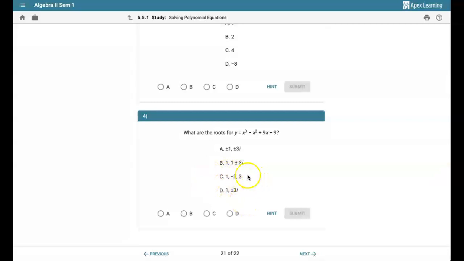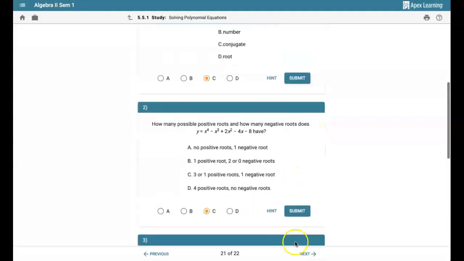And then what it looks like here is all 3 of these have 1 in common. So what I would do is test 1, confirm that that's a root, and then factor that out. Once we factor out x minus 1 from this entire thing, you can then see, is it going to be 1 plus my complex value, or is it going to be just 3i by itself? So again, plugging those in and double checking there.